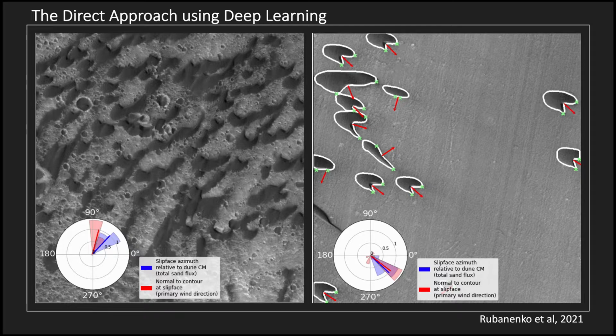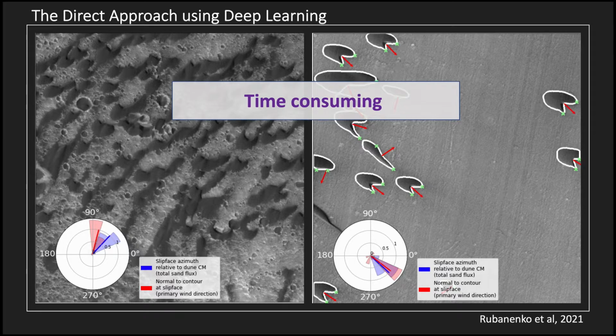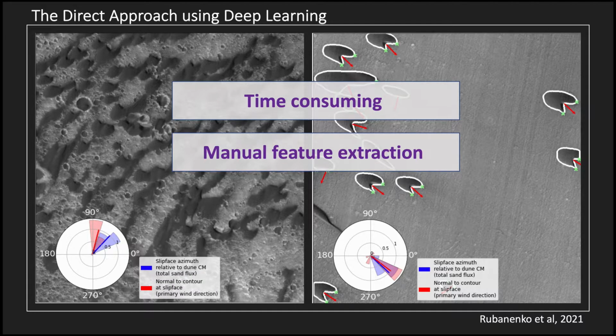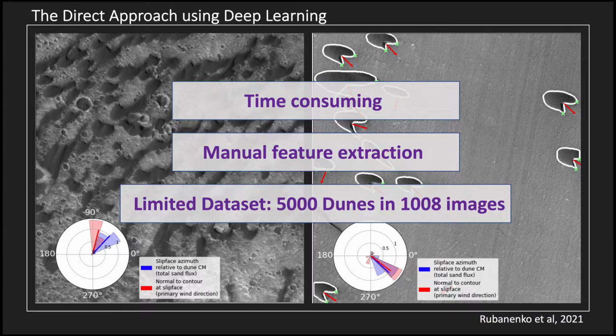However, there might be some limitations to this approach. The first thing is it's extremely time consuming because you have to manually identify each one of the dunes. The second thing is that this comes down to manual feature extraction, because you have to manually find the barchan dunes and manually extract the wind directions from them. These two things combined mean that you end up with a very limited data set. In the paper, they talk about 1008 images and a total of 5000 dunes being identified in these 1000 images.